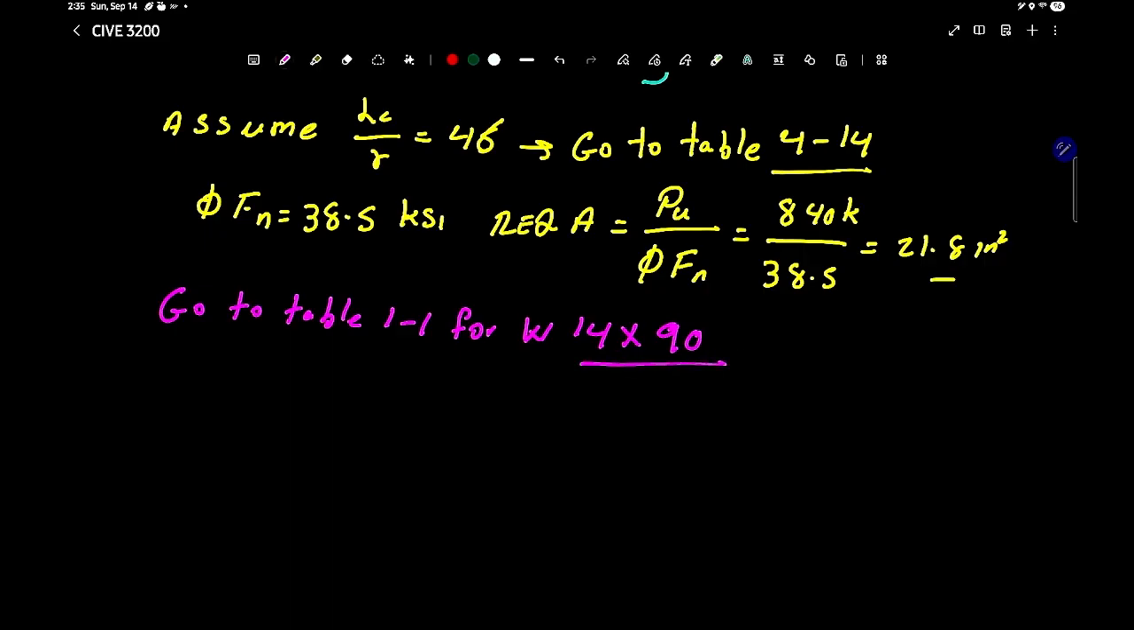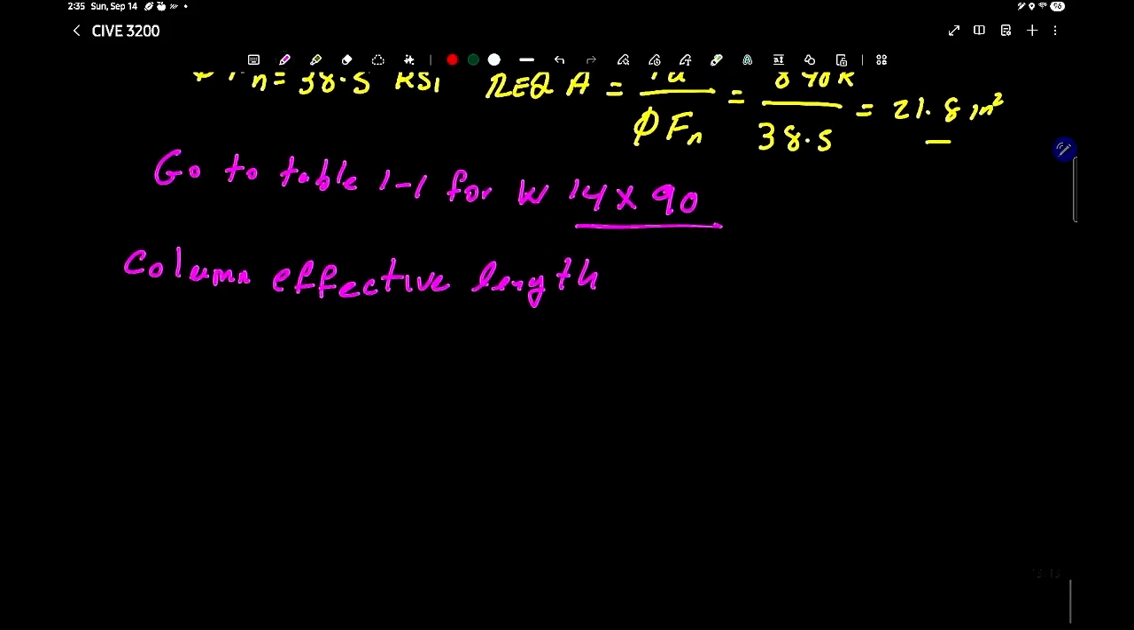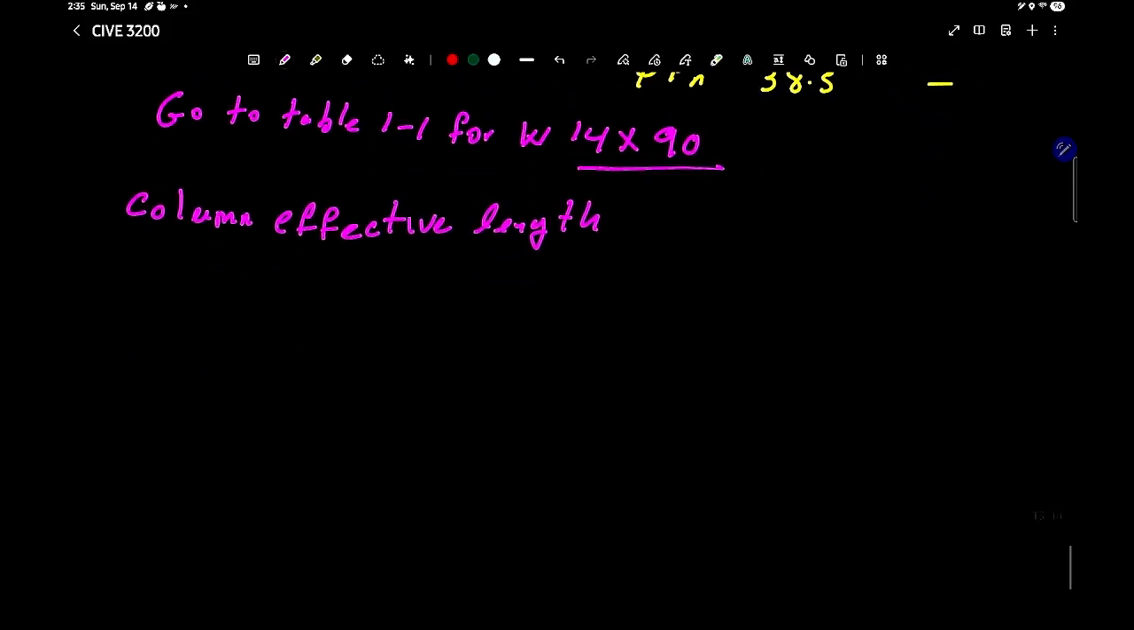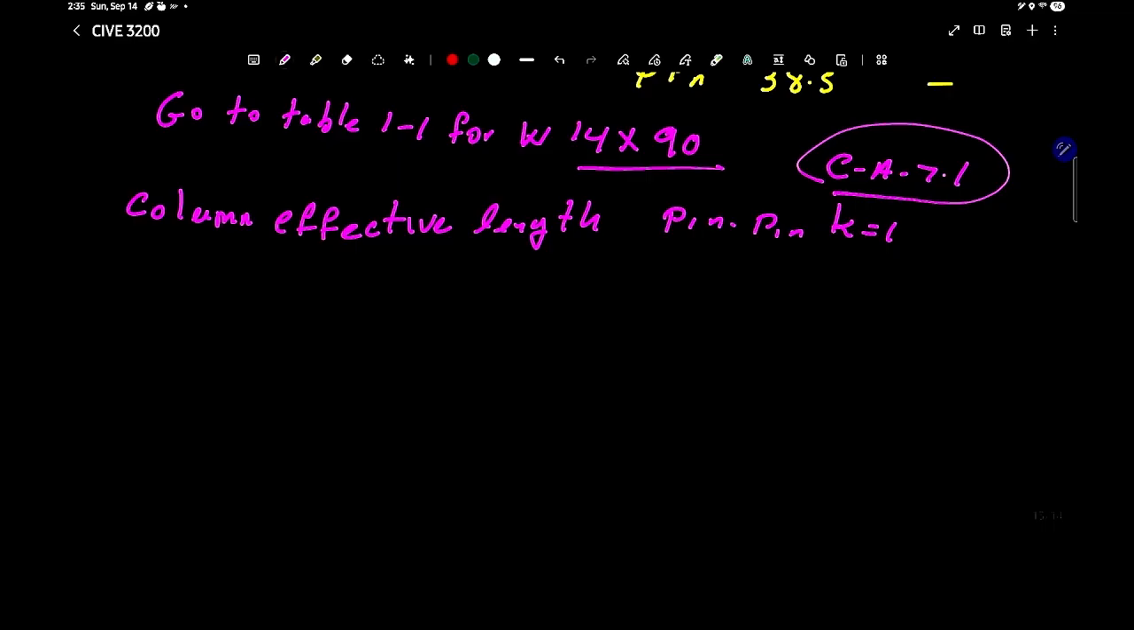One of the things we're going to do now is look at the column's effective length. Because it's a pin on both ends, our K is equal to 1, and you can get that from table C-A-7.1. You've seen this many times, so I'm not going to even show you that.